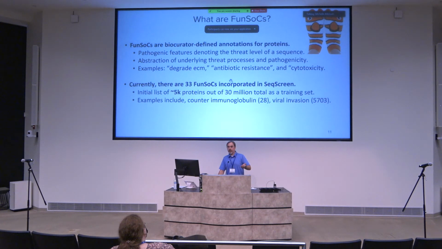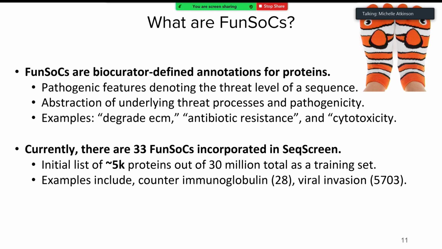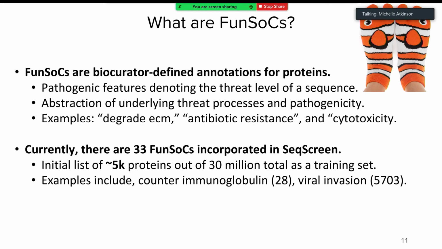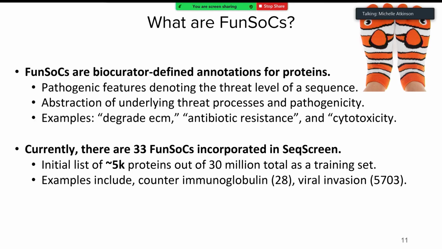And we have 33 of them. I'm not going to go through all of them right now, but these 33 FunSoCs are essentially the entirety of ways that a pathogen, a virus or bacteria, can negatively affect us, okay? So that's step one. We've created these categories over the last 5 years of this project to group together all of the ways a pathogen can harm us.